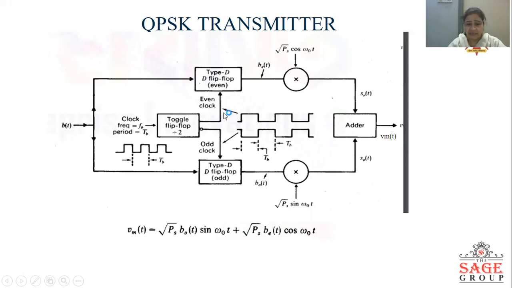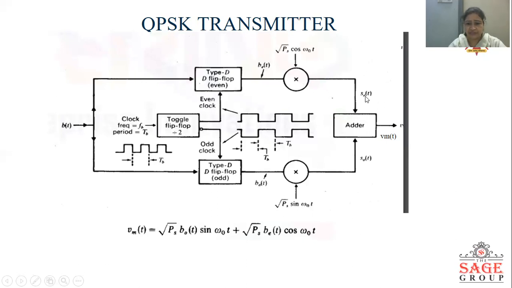Now, when clocks are given to these two D-type flip-flops, the outputs generated will be BET and BOT. The even flip-flop output is BET, that's why subscript E is used, and the odd flip-flop output is BOT, O stands for odd. Now, BET and BOT modulate the two carriers cos omega naught t and sin omega naught t. Cos omega naught t and sin omega naught t are at 90-degree phase lag with respect to each other.